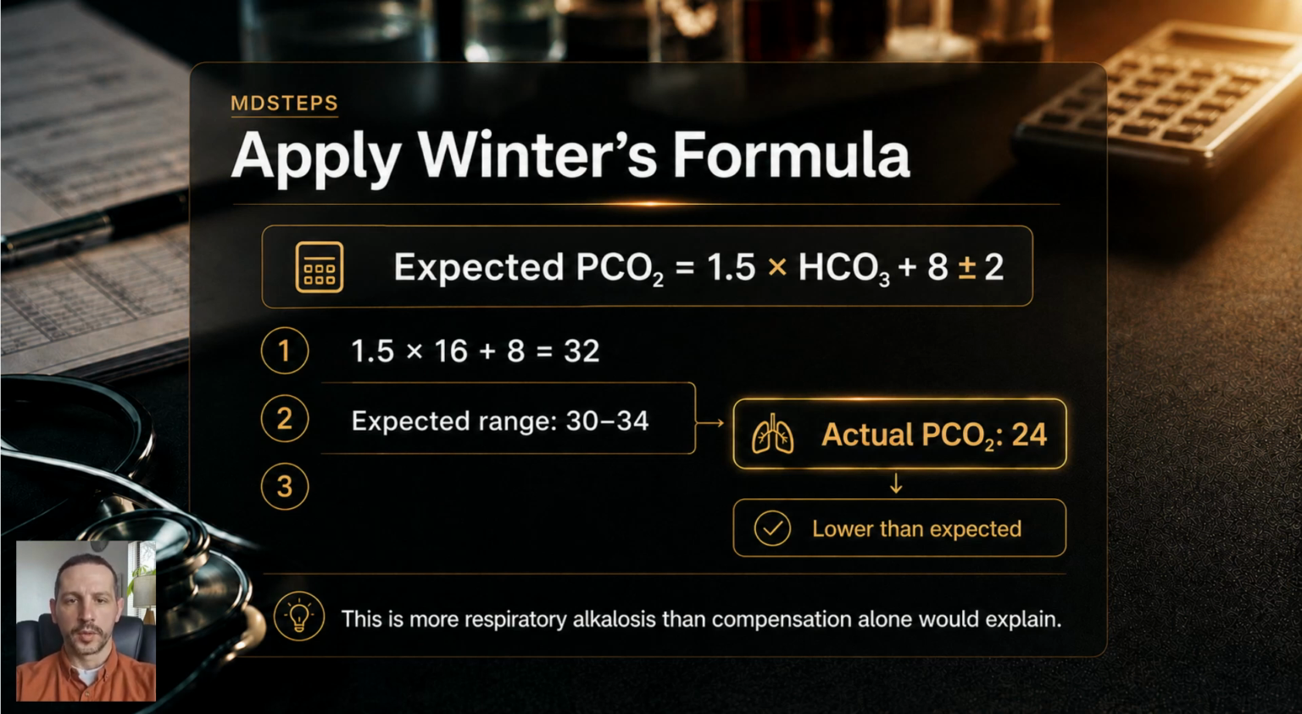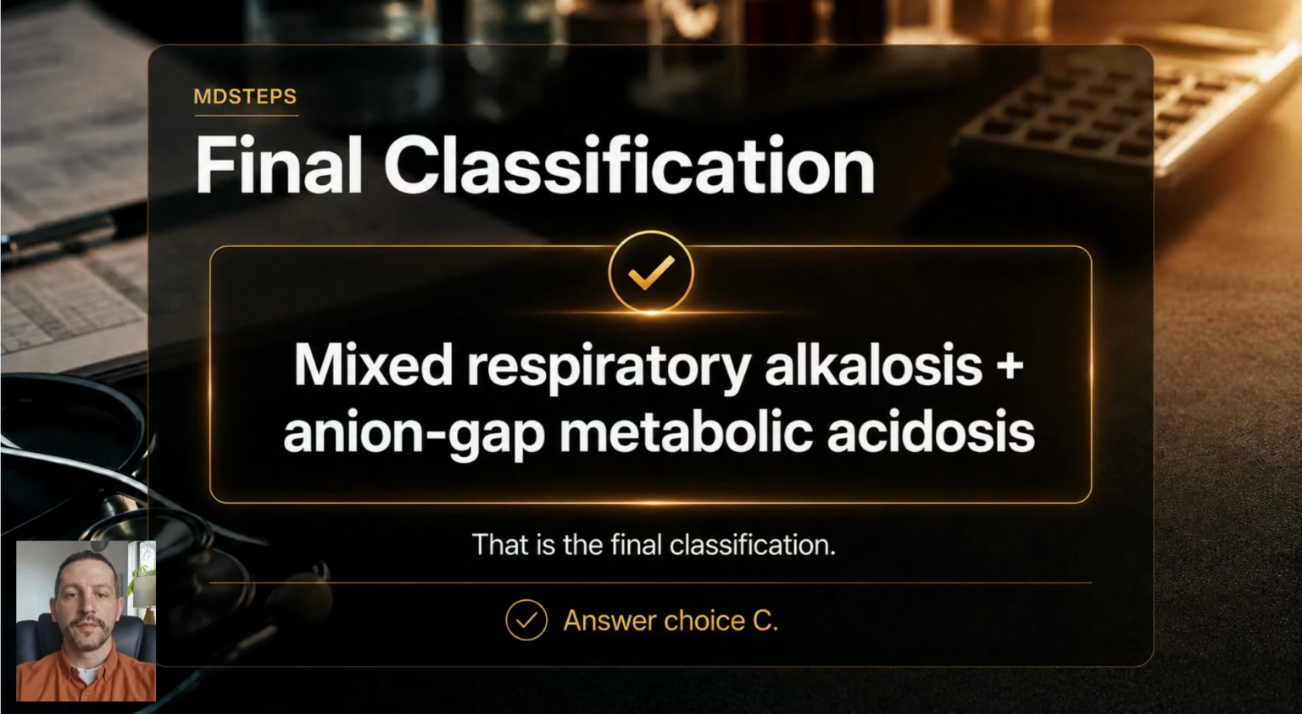That is much lower than expected. She is blowing off more carbon dioxide than compensation alone would explain. Therefore, the respiratory alkalosis is not merely compensatory. It is a second primary acid-base disorder. So the final classification is mixed respiratory alkalosis and anion gap metabolic acidosis. That is answer choice C.